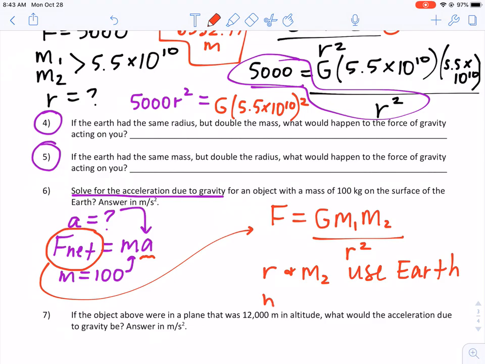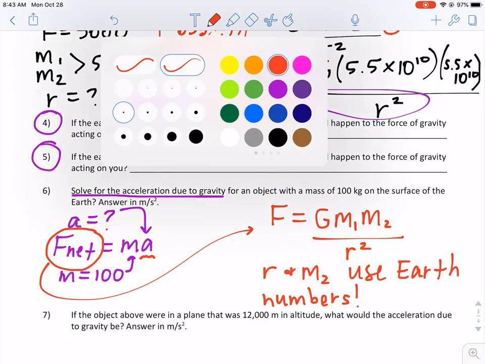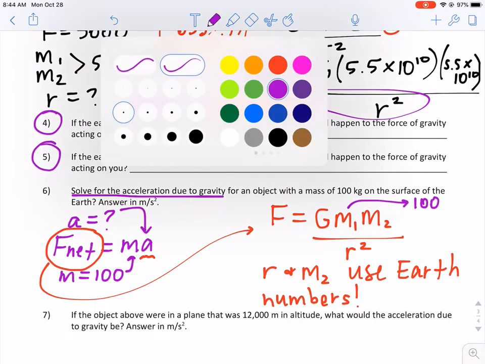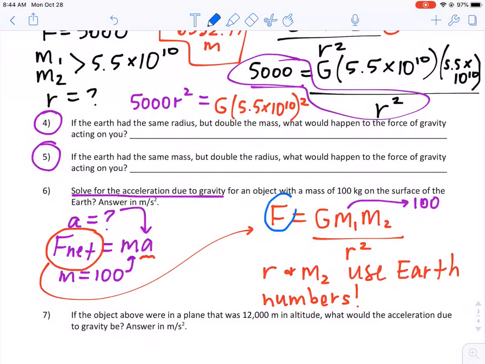Look in your notes, and it tells you in your gray notes what the radius of the Earth is and what the mass of the Earth is. Okay, your other mass here is going to be 100 because it's that object. And then G we know. So solve step 1. Solve for this force. Step 2, plug that force over here with this 100 and solve for A.